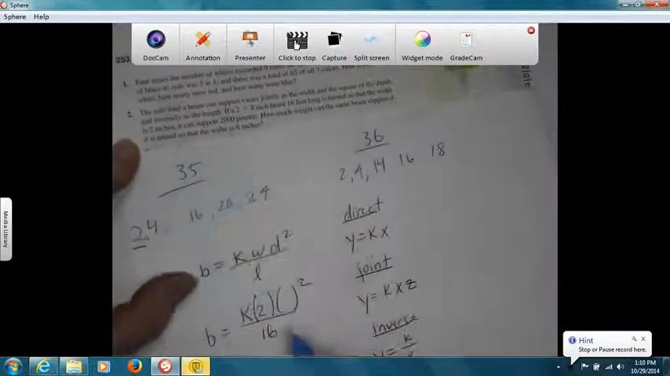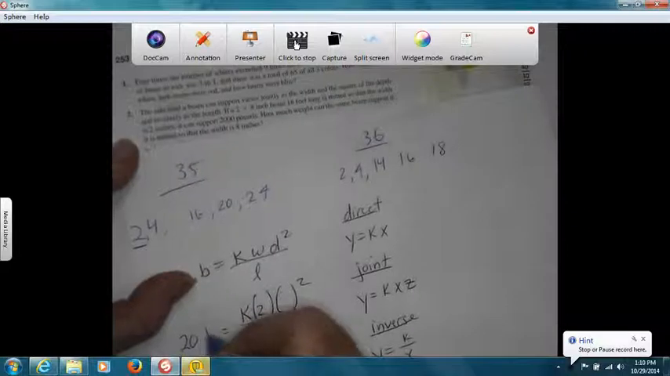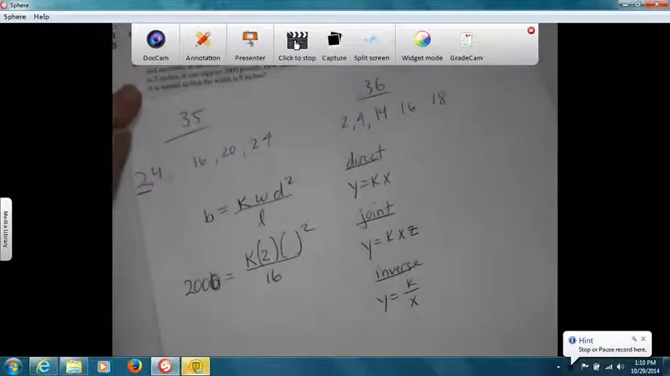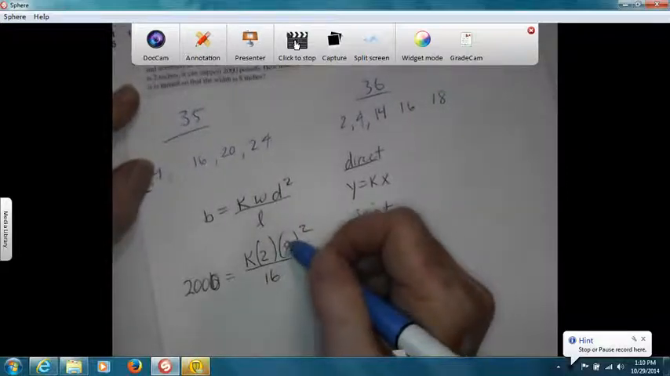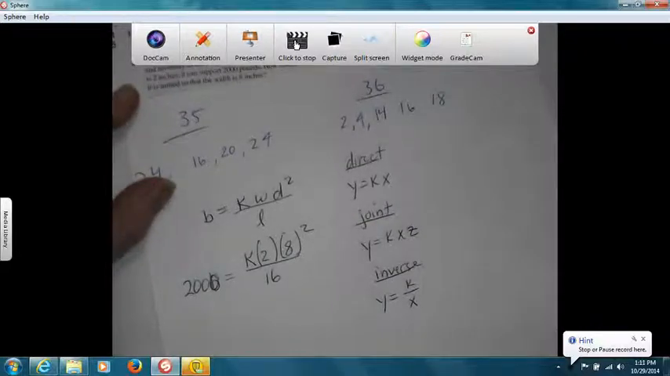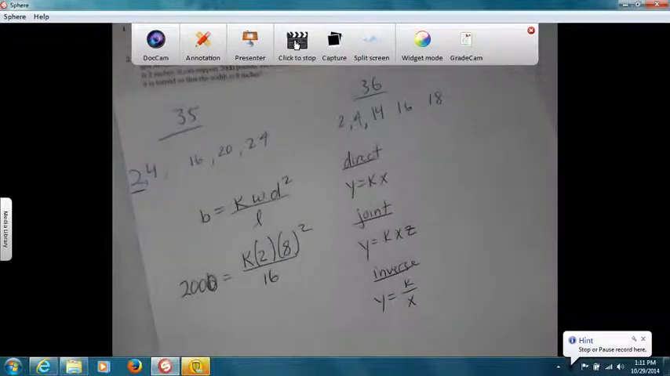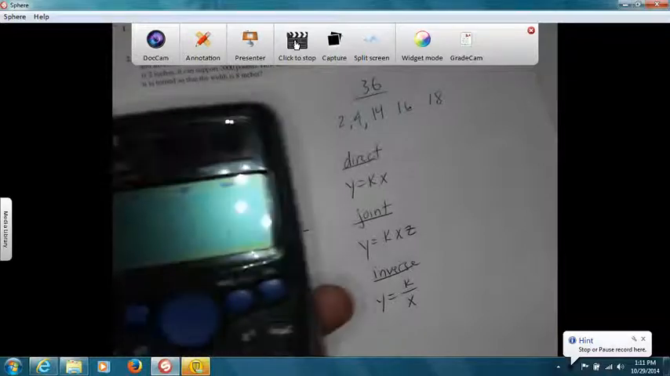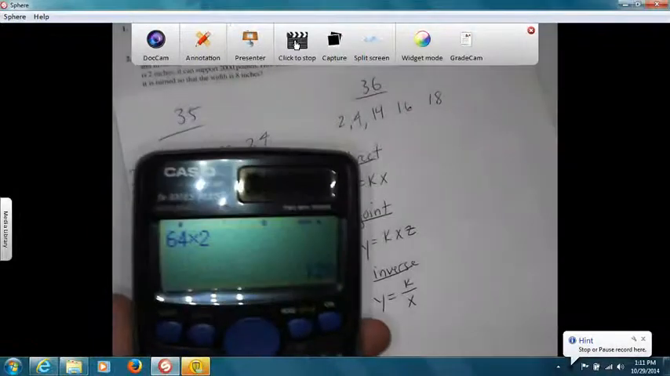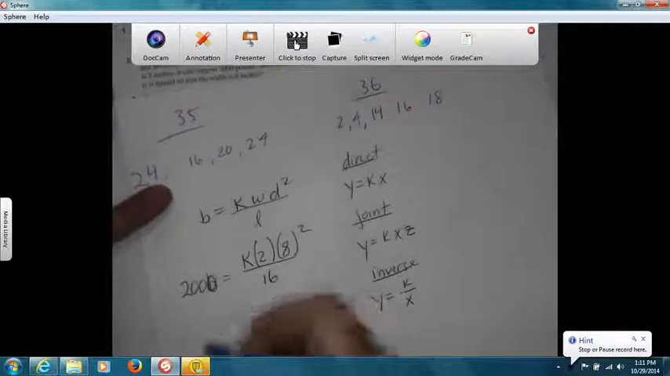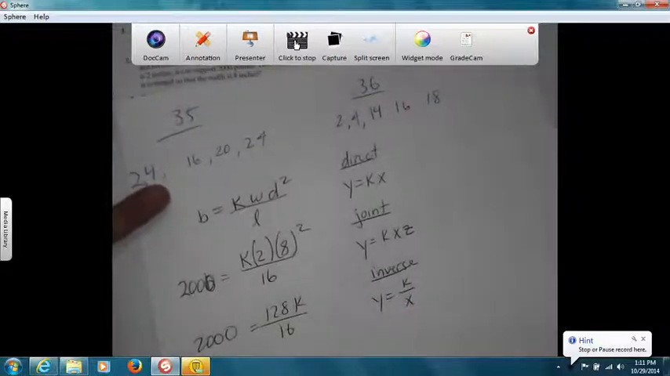It can support 2,000 pounds. So I'm going to turn my B into a 2,000. The 8 has to go here because it's a 2 by 8, and so the 8 must have been the depth. Okay, and then all I have to do is go 8 times 8 is 64. 64 times 2 is 128. And I'm just going to use algebra and find out k.